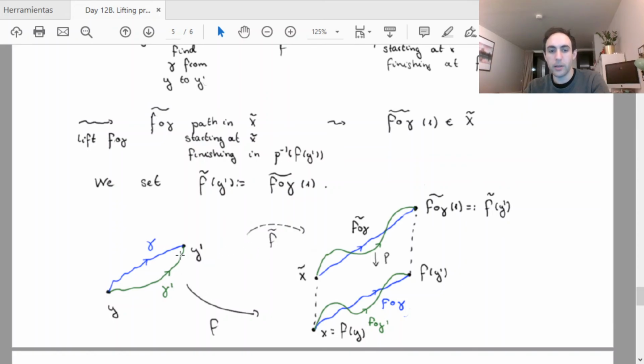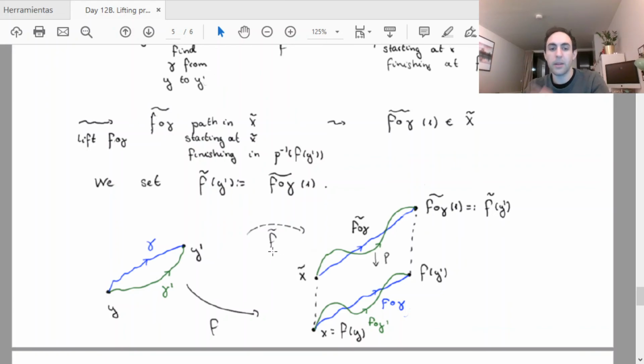So out of y tilde, let's do it again. Out of y tilde, I map by f not only y tilde itself, but a path, because that's what I know how to lift. And out of this path, I lift it up. And this lifted path ends up somewhere. And this final point, I call it f tilde of y apostrophe. All right. Now the question is, is this even a definition?